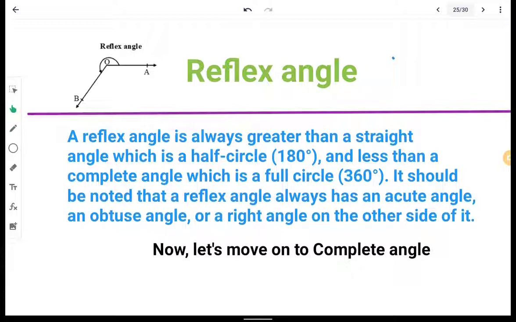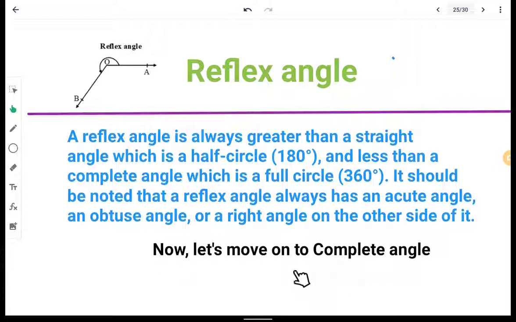As per the definition, a reflex angle is always greater than a straight angle, which is a half circle or 180 degrees, as I already told you, and less than a complete angle, which is a full circle, 360 degrees. I told you that the complete angle is 360, and the straight angle is 180 degrees. It should be noted that a reflex angle always has an acute angle, an obtuse angle, or a right angle on the other side. Am I not right?